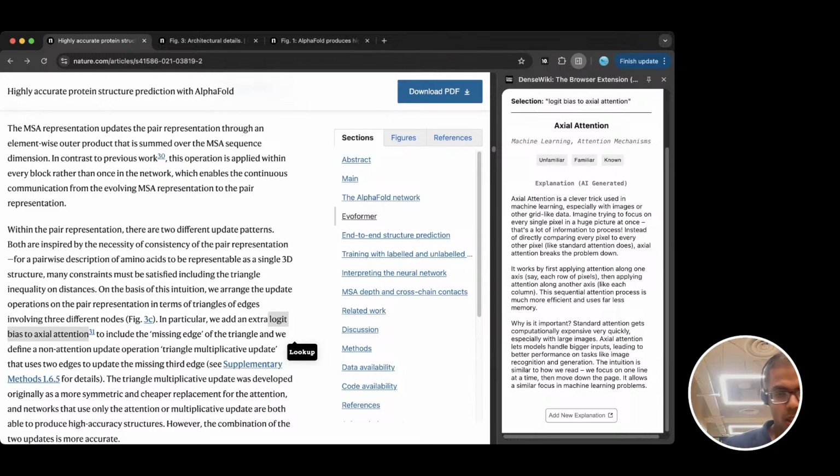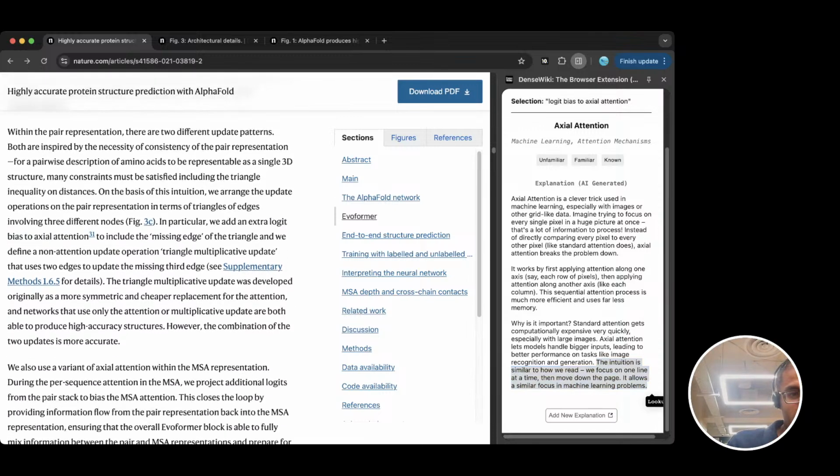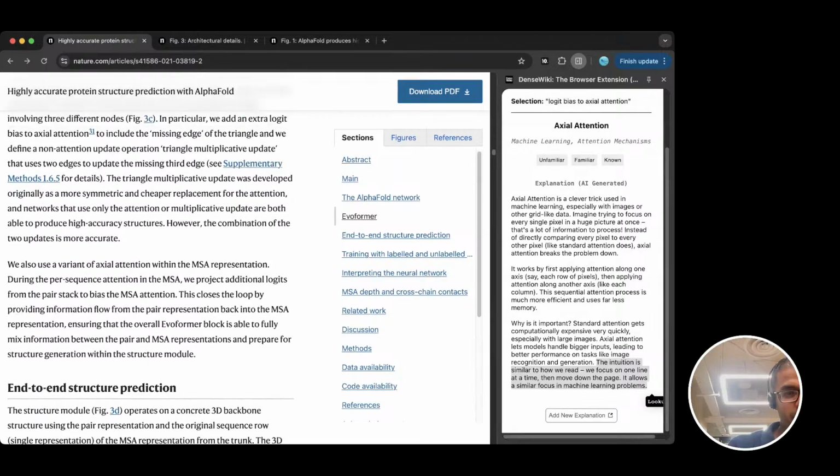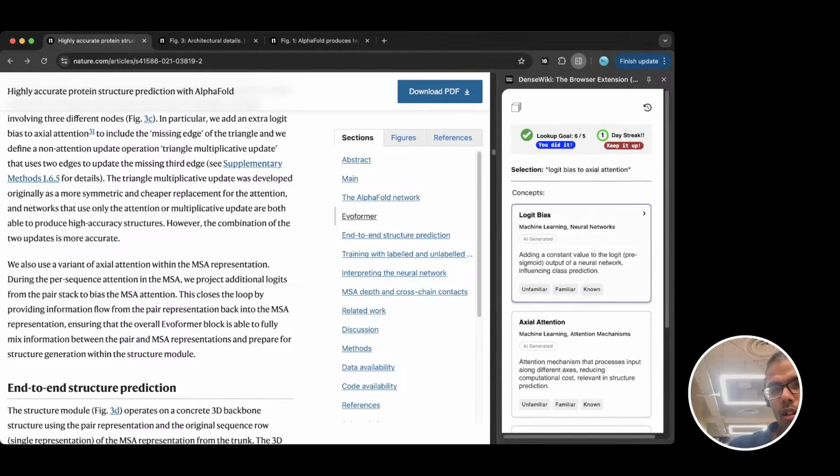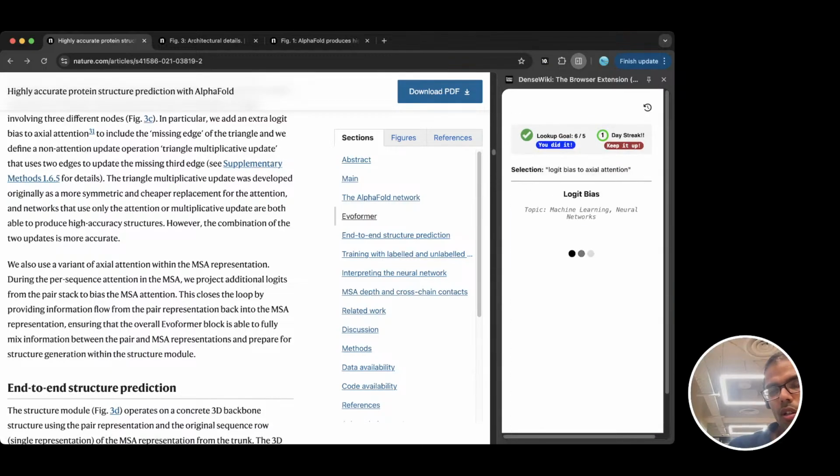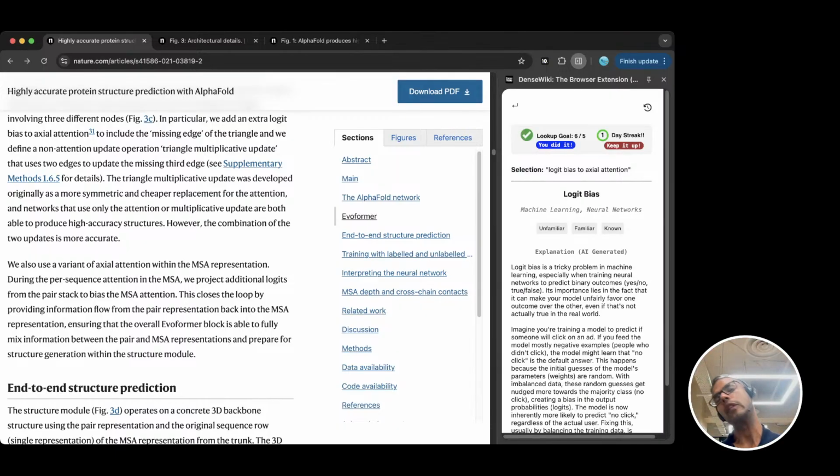Okay, this is interesting. Similar to how we read one line at a time, then move down the page. Extra logit bias to axial attention. Okay, what was the logit bias?